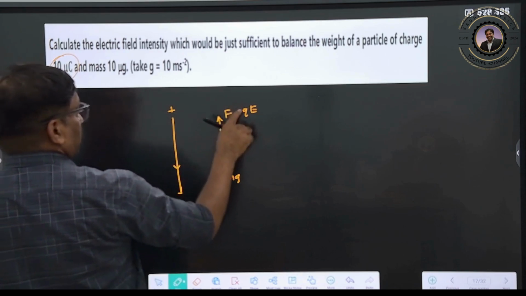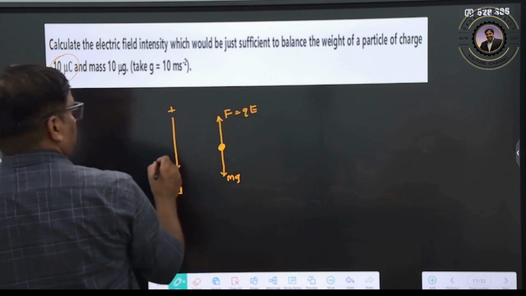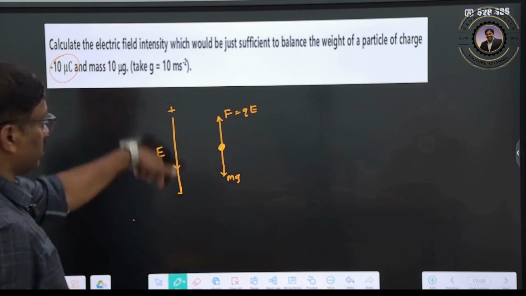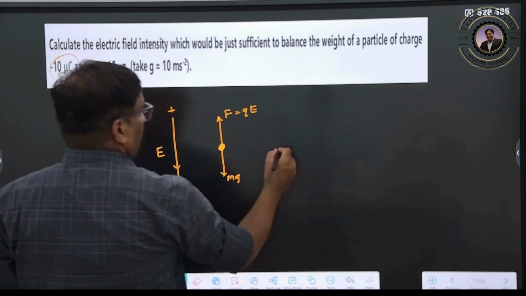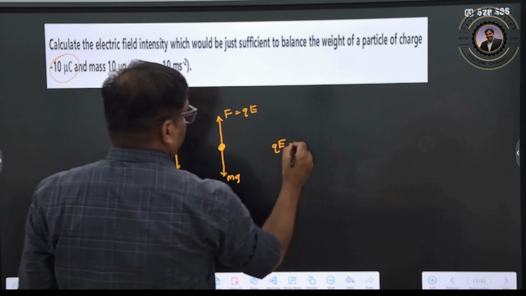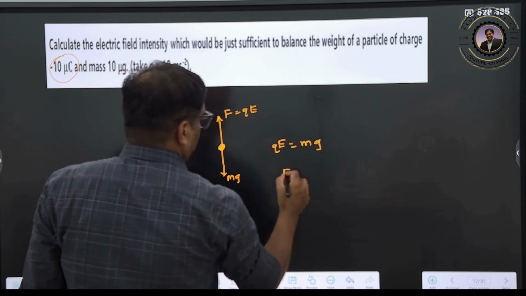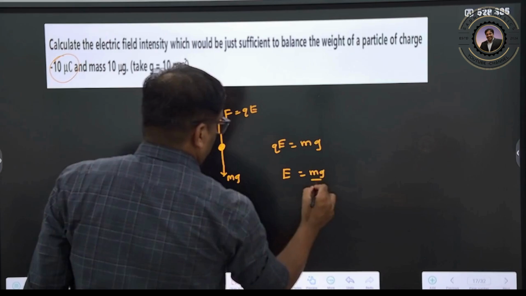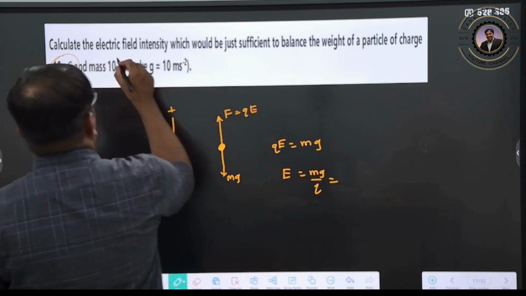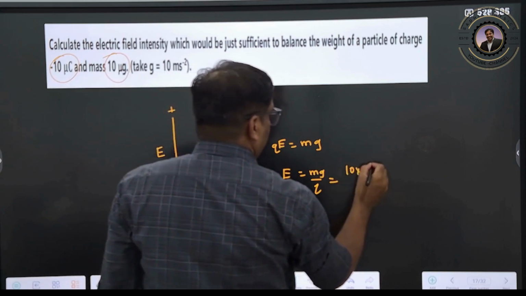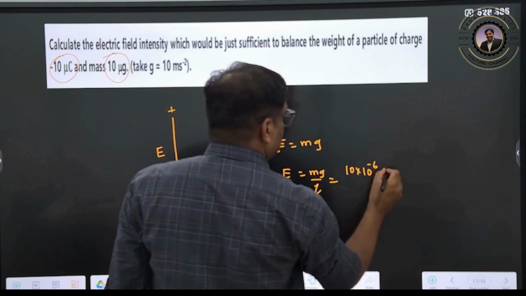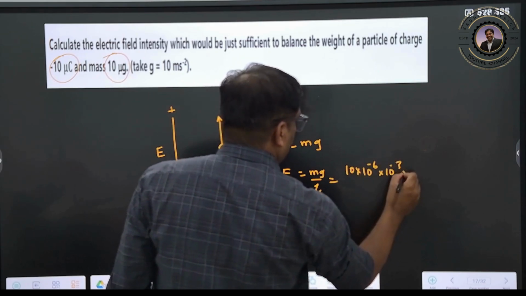So this side negative. Therefore negative means it is going to experience an upward force. In this way you have to exert the electric field. We want to calculate the electric field. Q times E is equal to mg. E is equal to mg by q. M is how much? 10 microgram. Very important: 10 micro means 10 to the power of minus 6 grams. Grams means 10 to the power of minus 3 kg, into 10.